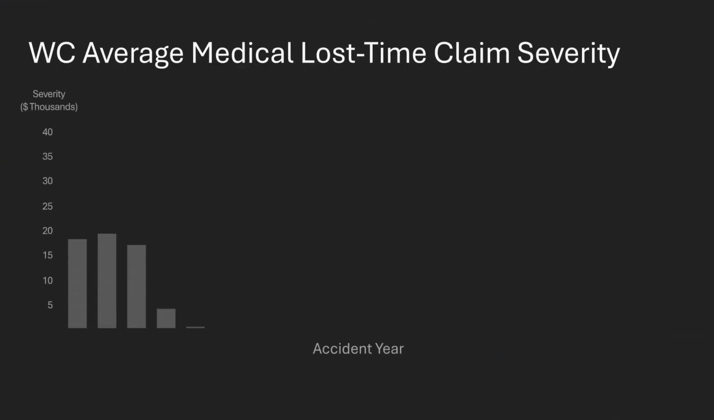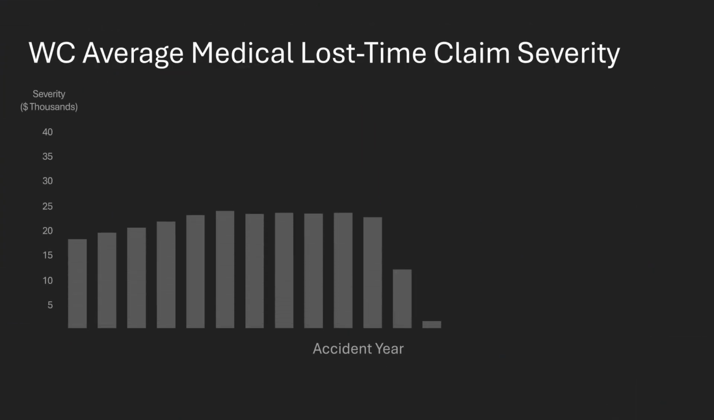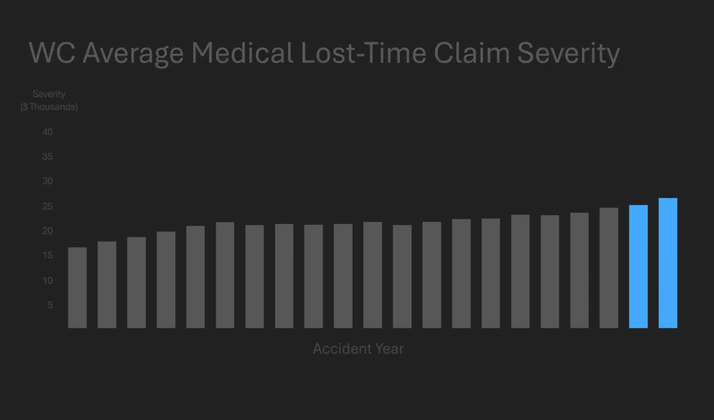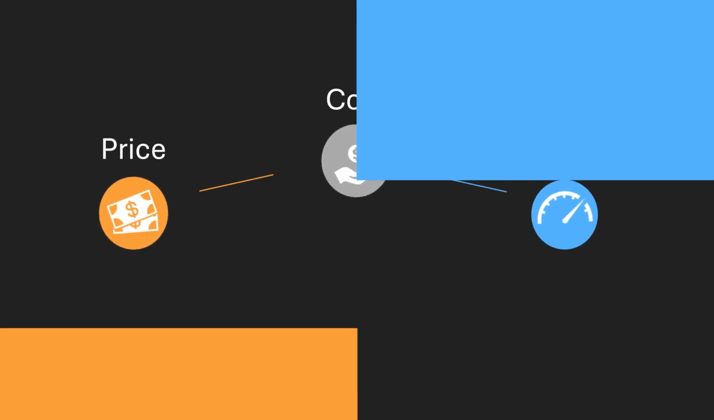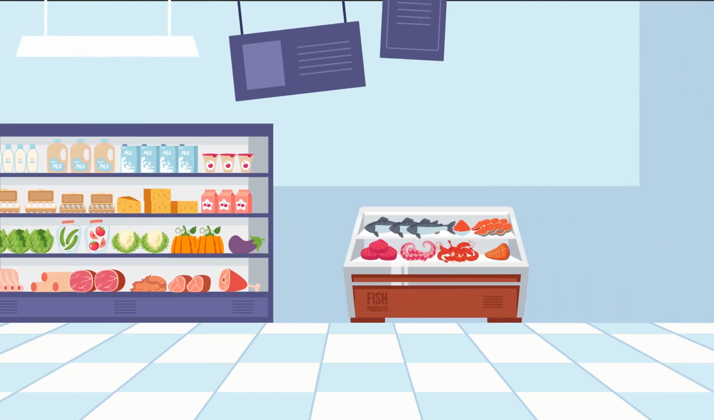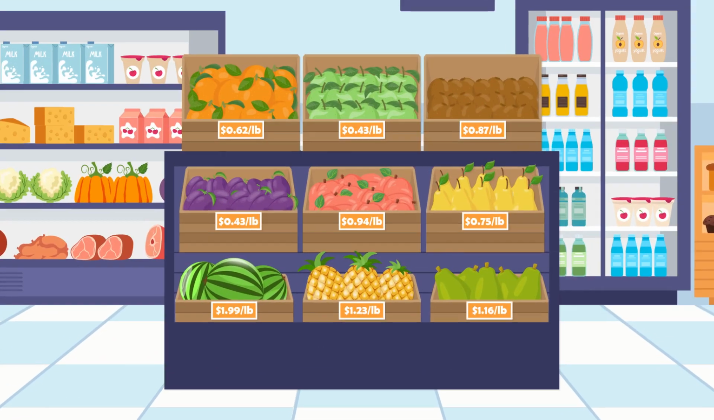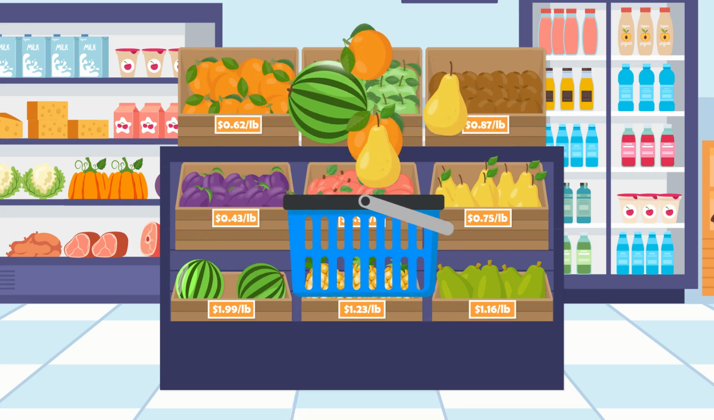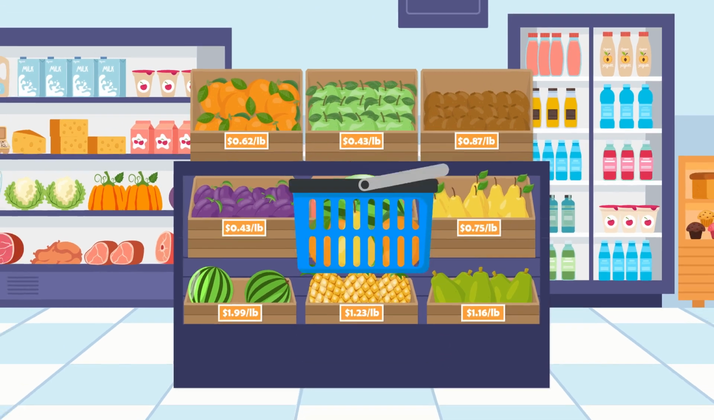NCCI reports the year-over-year change in workers' compensation medical costs based on data collected from carriers. This total medical cost is determined by two primary components: price and utilization. At a high level, price tells us how much is paid for each service, while utilization tells us the types and quantities of services provided.